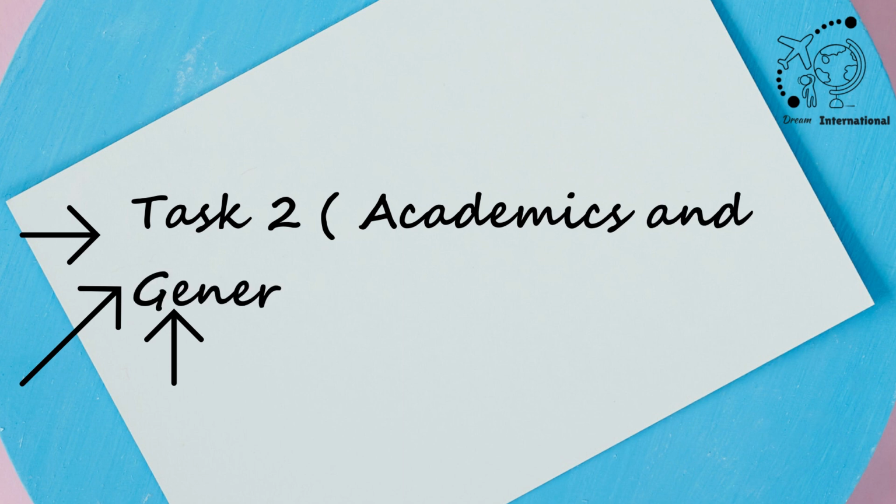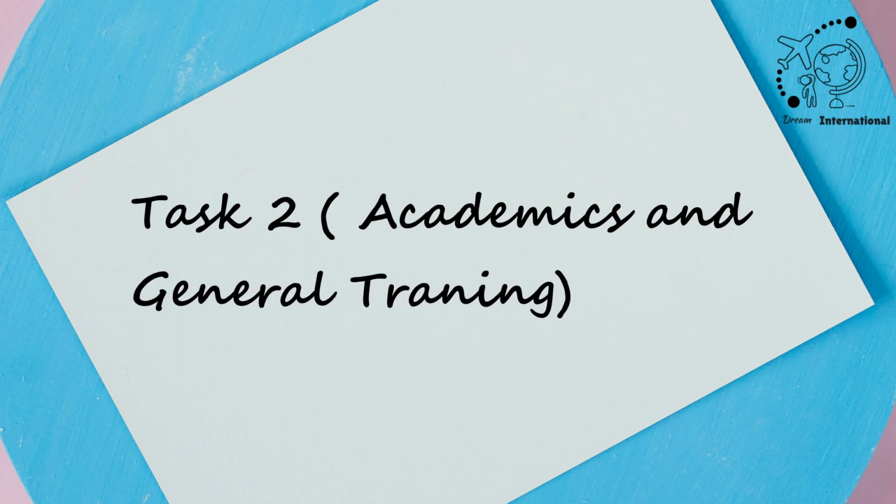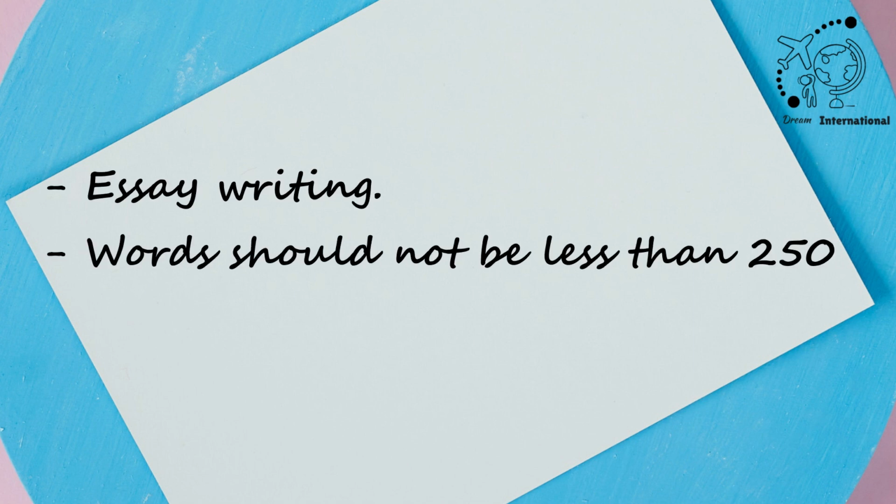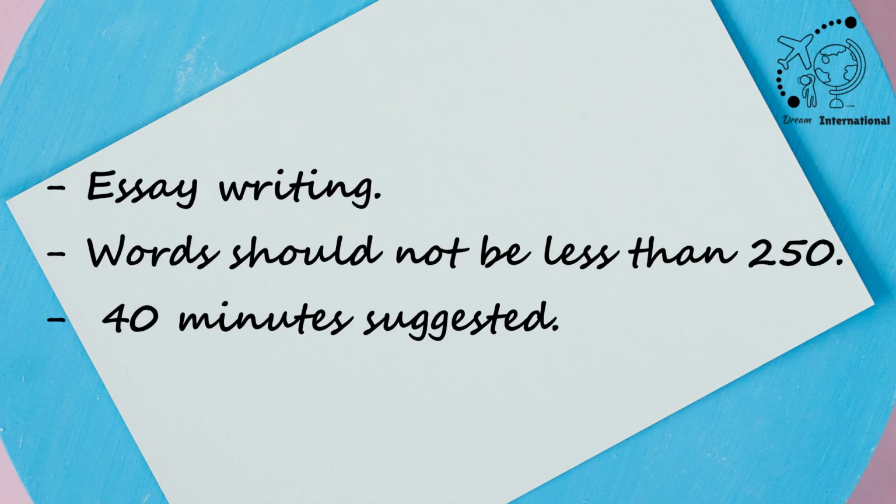Since we know that task 2 is the same for academic and general training, we are going to take up task 2, which is essay writing. In essay writing, there is no upper limit of words specified, but your words should not be less than 250 words. 40 minutes of time is suggested. Why? Because task 1 and task 2 have to be completed in 1 hour together. There is no specified time for each of them. So 40 minutes is suggested for your writing task 2, which is an essay.